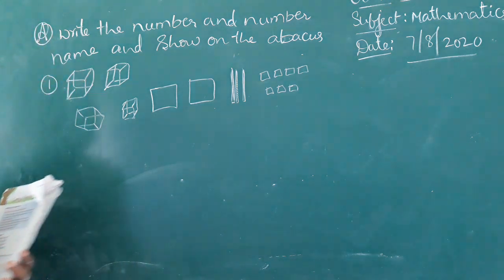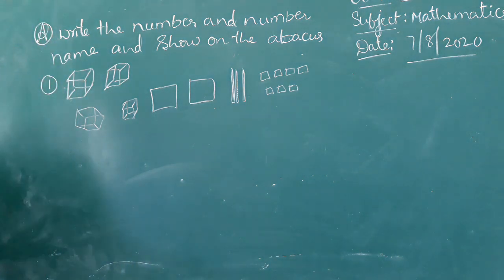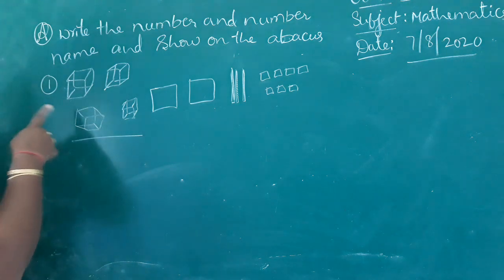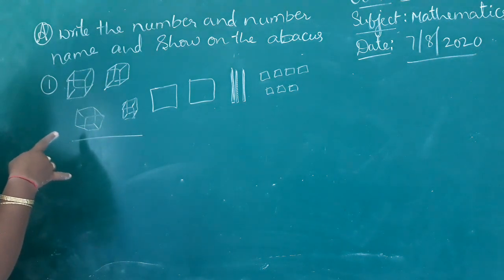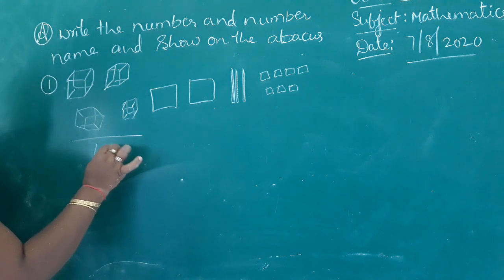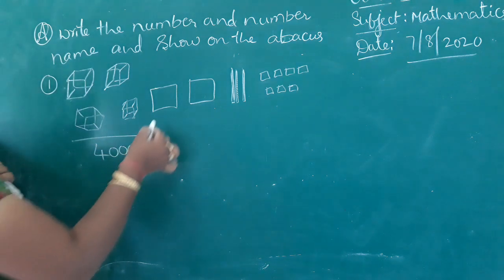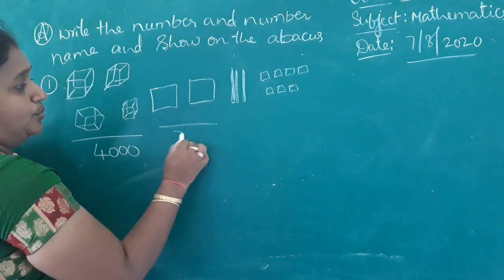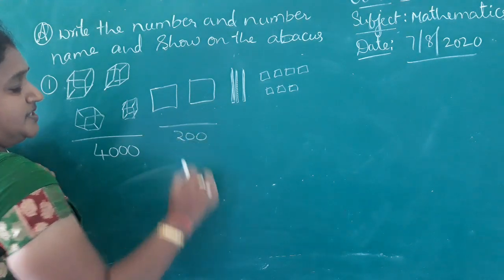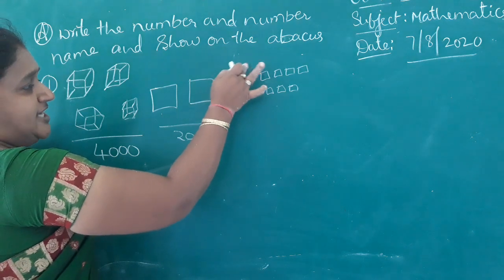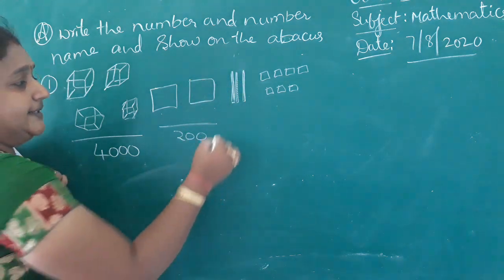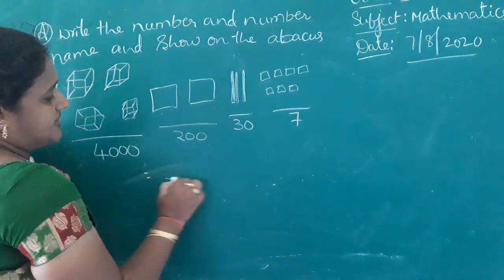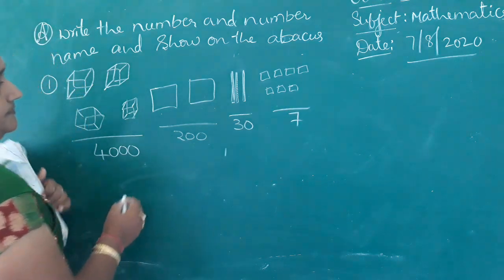Look at this, children. Each square represents 1,000. How many squares were given here? 4 squares. 4 squares meant for 4,000. Next, this square box indicates 100. How many hundreds are there? There are 2 hundreds. Next, 3 spokes were given. 3 spokes means 3 tens, 30. And 7 ones, 7.